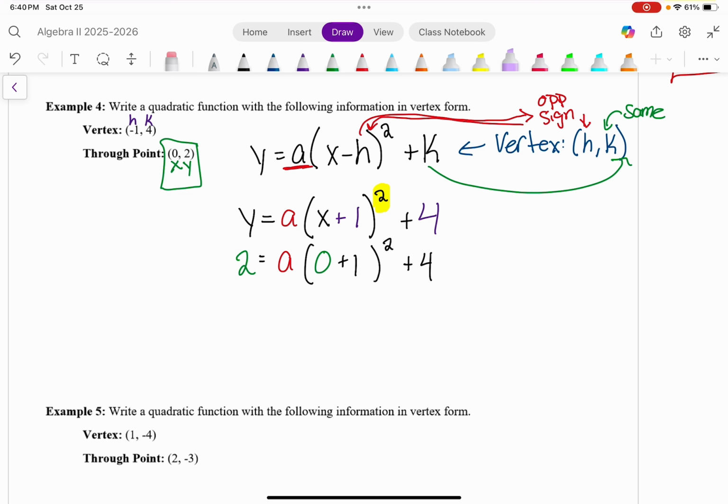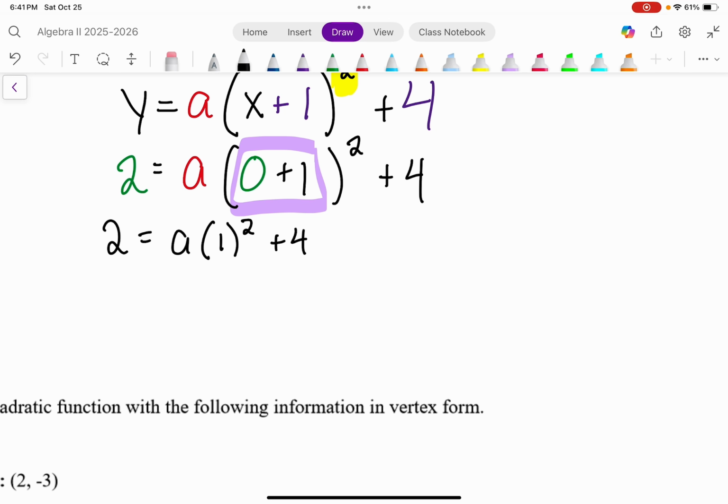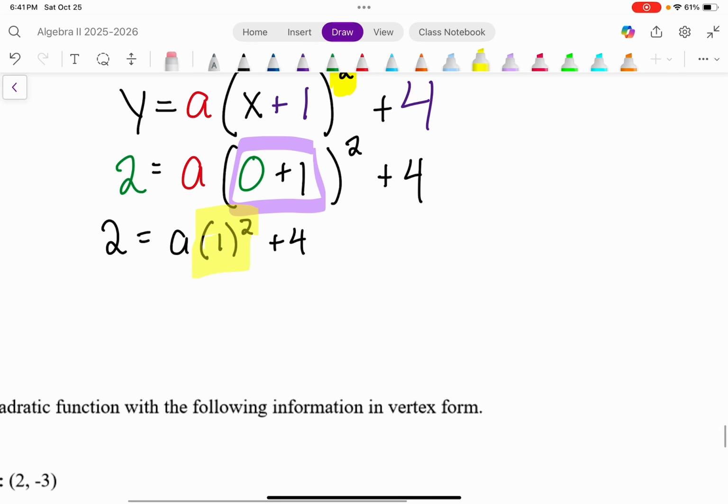The first thing you're going to do is simplify the right side before you even start solving. So we're going to simplify following PEMDAS. We have 0 plus 1 in parentheses. That's going to equal 1. Then after the p in PEMDAS, we have e, which is exponents. So we have 1 to the power of 2, which is just 1. And this is being multiplied by a. So it's just our coefficient for a now. 1 squared is 1a plus 4.